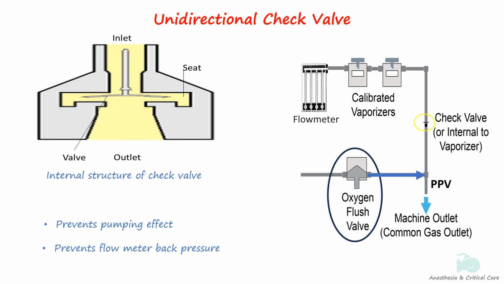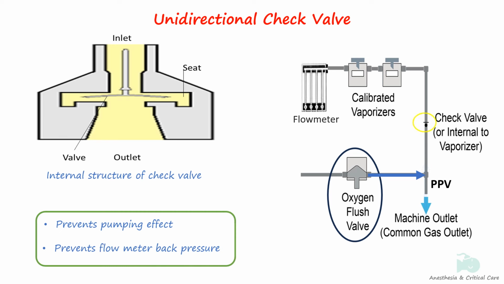Newer machines like Draeger are equipped with vaporizers that incorporate a baffle system and specially designed manifold to prevent pumping effect, making an outlet check valve unnecessary.